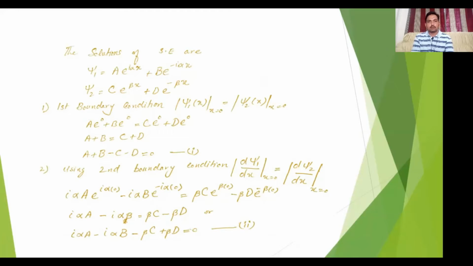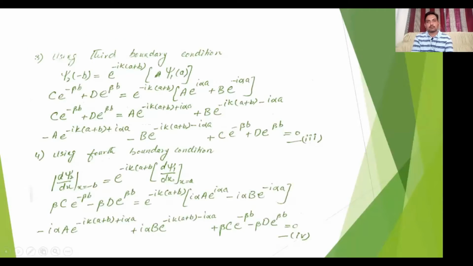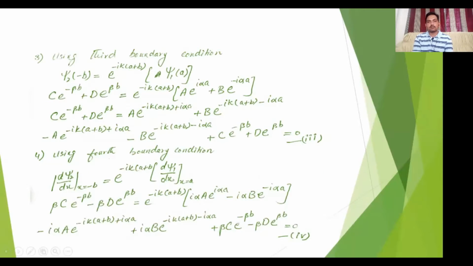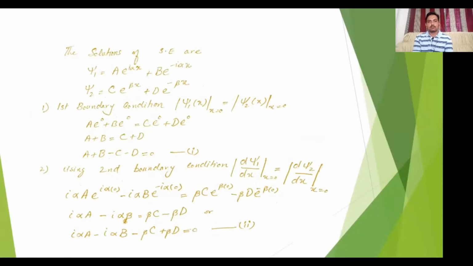So first of all, we solve first boundary condition. Psi 1 of x at x is equal to 0 is equal to psi 2 of x at x is equal to 0. Okay, so you have this psi 1 and this is psi 2. Put the values over there and put x is equal to 0. So you got a exponential 0 plus b exponential 0 is equal to c exponential 0 plus d exponential 0. By solving, you get a plus b is equal to c plus d, or you can write it a plus b minus c minus d is equal to 0. This is your first equation.